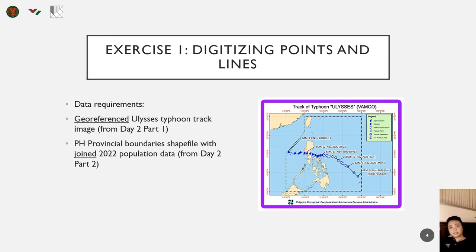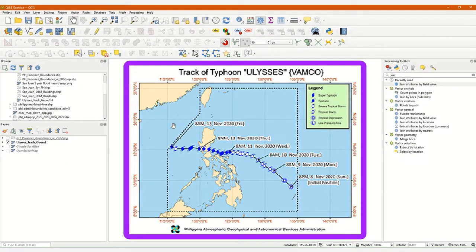For the digitizing points and lines, we would need the map of the typhoon track of Typhoon Ulysses that we georeferenced the previous day, and we would also need the provincial boundary shapefile that we dissolved from our municipal shapefile boundaries, and that we also joined with our 2022 population data, also from the same day. So for this digitizing exercise, we'll be digitizing the typhoon track lines and track points.